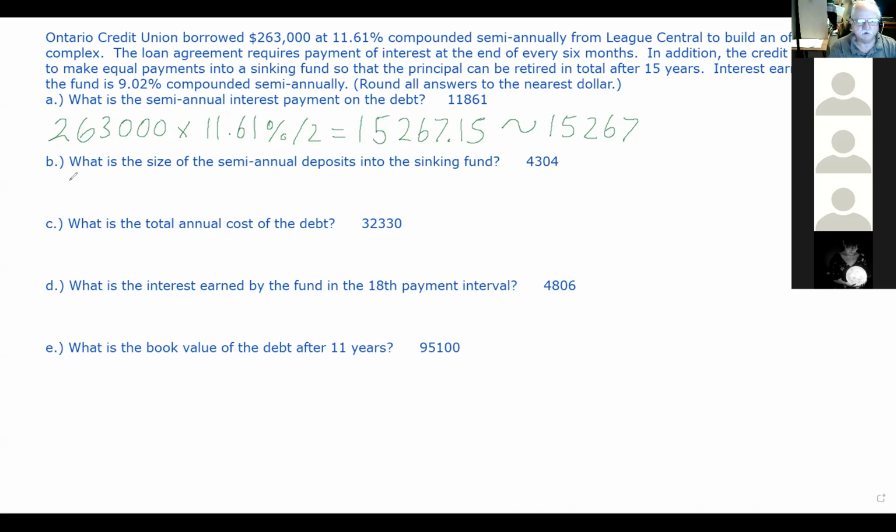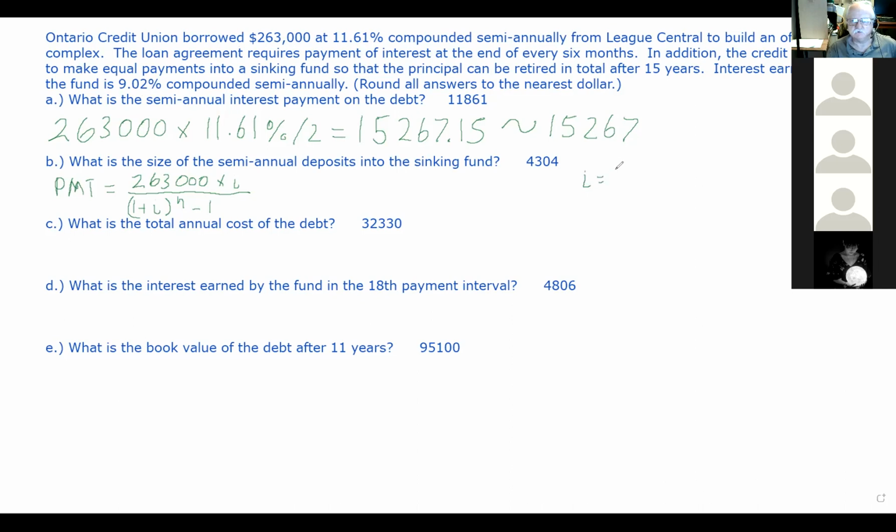It was the payment. Payment equals the future value. Well, the future value is 263,000 times I, all over 1 plus I to the power of n minus 1. And the interest we're using here is the interest on the sinking fund, which is 9.02.